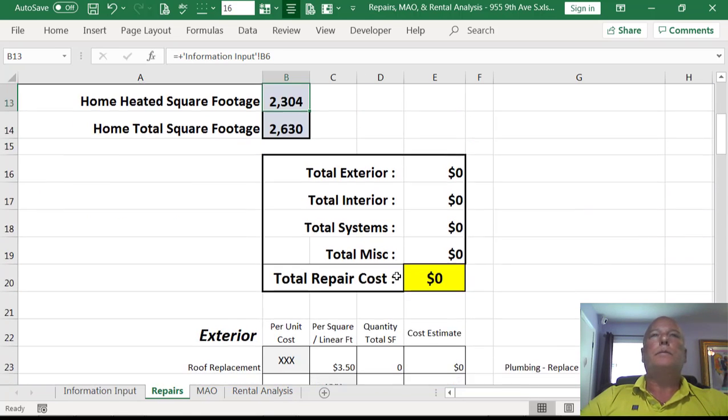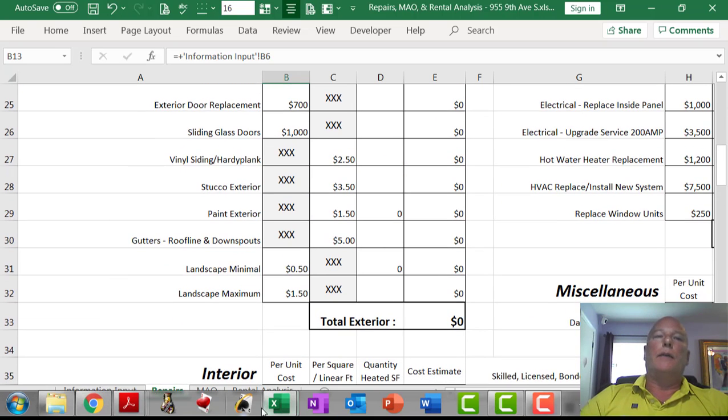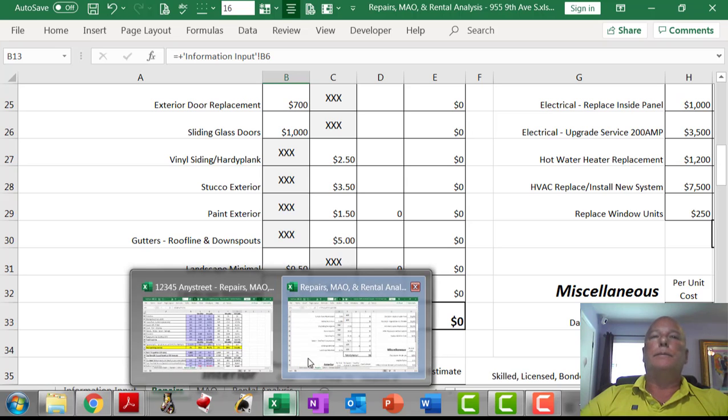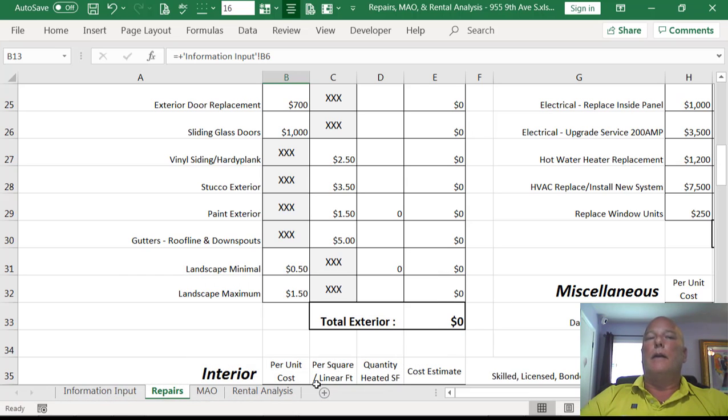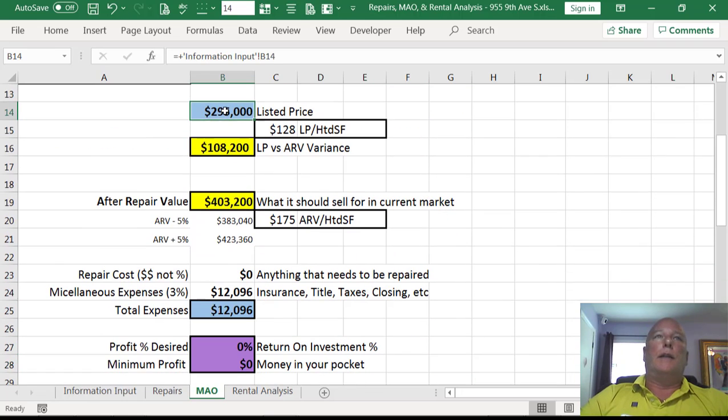Repairs, I didn't put any repairs because it said turnkey. If we wind up getting into looking at the inspection, it will dictate if we need to add repairs in there. This one, the list price is $295. The after repair value is $403.